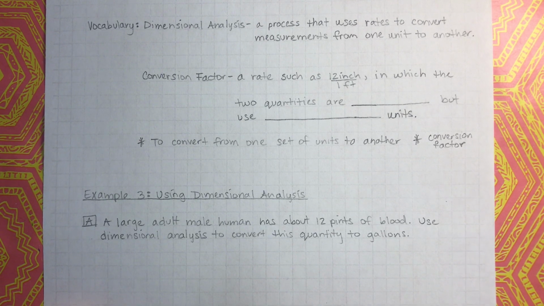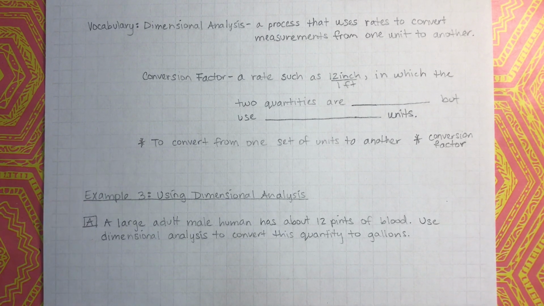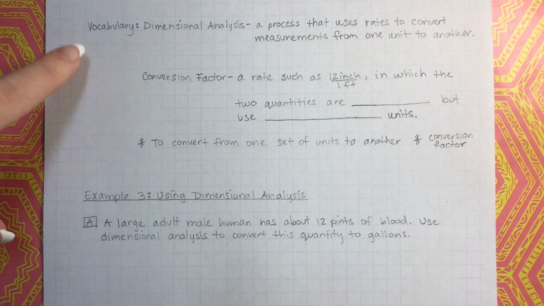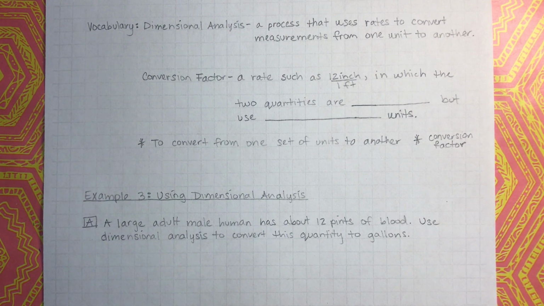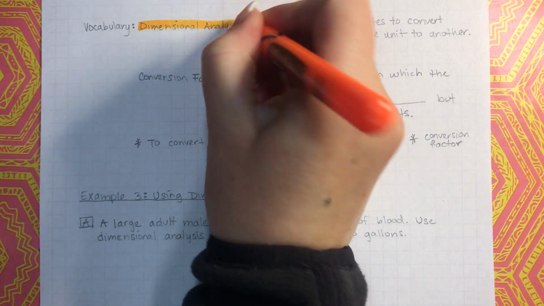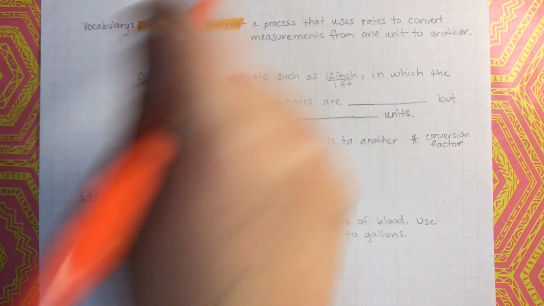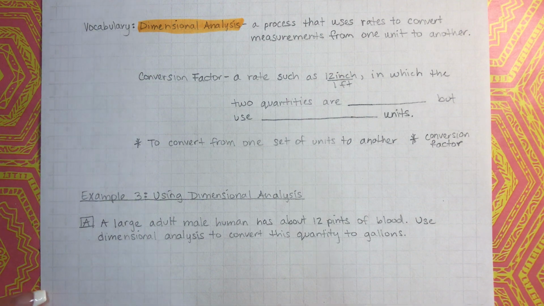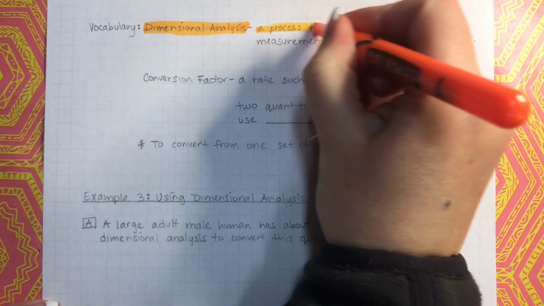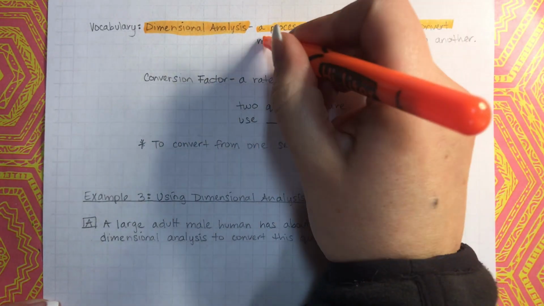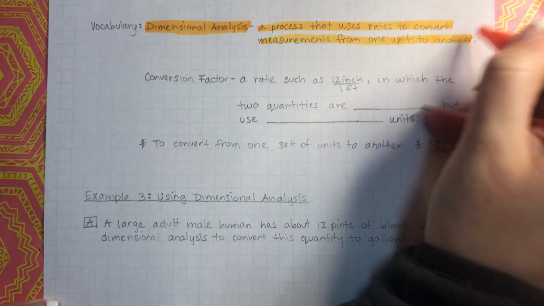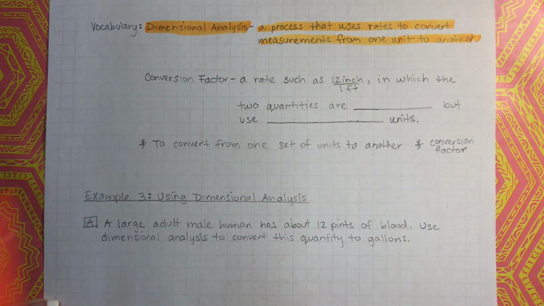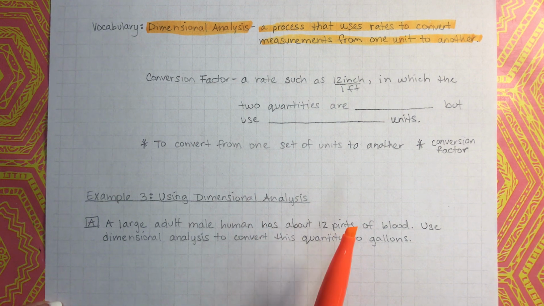All right, welcome back. We are going to discuss example 3, but before we do that, we have to talk about some more vocabulary. So let's look at dimensional analysis. That is a big word. Dimensional analysis is a process that uses rates to convert measurements from one unit to another. That is the process of dimensional analysis, which is what we're going to do.